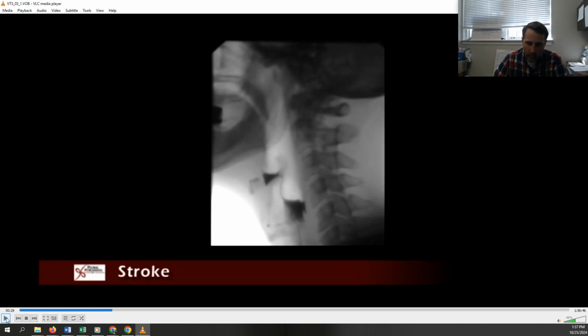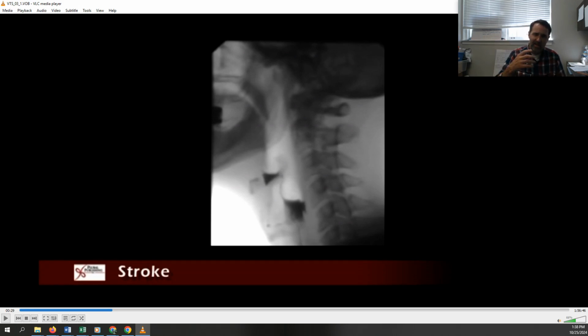So assuming this guy is intentionally moving the liquid bolus into his pharynx, which I think we can assume he is, he's getting pooling in the vallecula, pooling in the piriforms, and usually when you're getting pooling, it means that the bolus is getting into your pharynx and there's no pharyngeal swallow that has been triggered. So it looks like a delay.